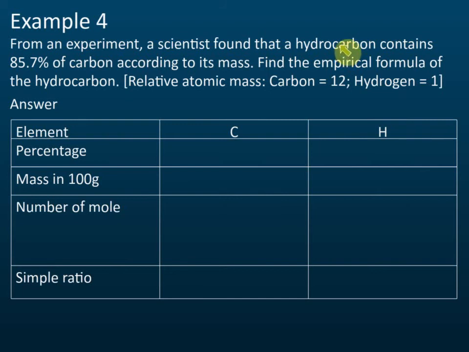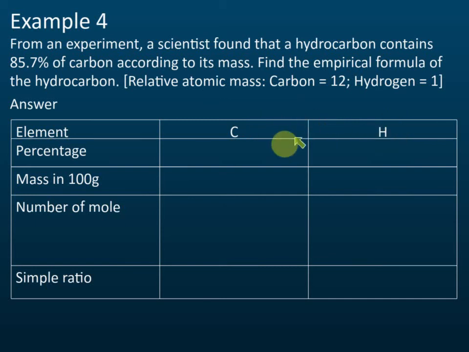But if you're in Form 4, then you need to remember that a hydrocarbon contains carbon and hydrogen. Inside a hydrocarbon, there are carbon and hydrogen, these two elements. So if you want to list down all the elements, you must include carbon and hydrogen. And usually for a hydrocarbon, they will only give you the percentage of carbon, but they don't give you the percentage of hydrogen. Then you need to find the percentage of hydrogen by yourself.